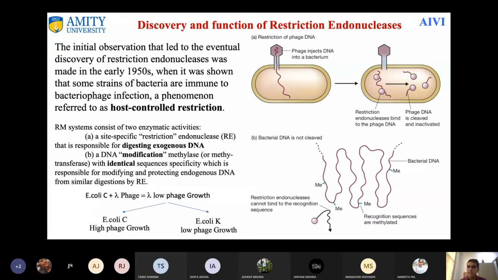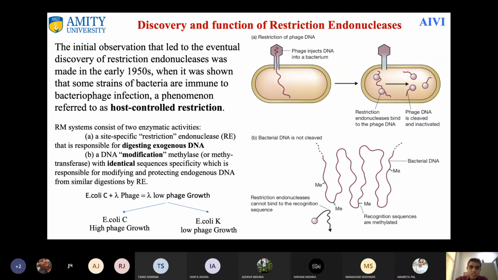So these two properties make up the immune response, or simply what we call the immune system, of your bacteria. So what is R? R is restriction. Restriction means a site-specific endonuclease activity. Endonuclease means you are cutting within your DNA, but it is restricted. The sites are restricted. Only at the restricted site will it produce the cut.